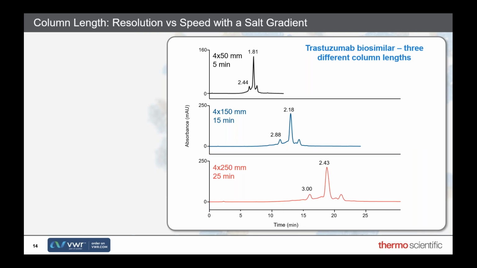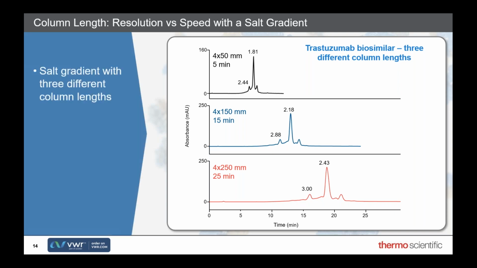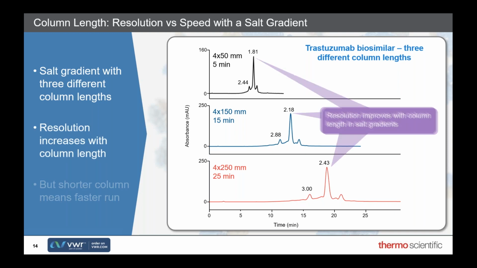Okay, so let's now consider some specifics. Column length is obviously going to be an important factor. And here on screen, you can see 3 chromatograms of a biosimilar of trastuzumab with column length increasing from 50 millimeters to 250 millimeters. The increased length does offer more resolution. You can see that from the chromatograms, but it's a trade-off you might be willing to consider because of the potential time saving of a shorter column.